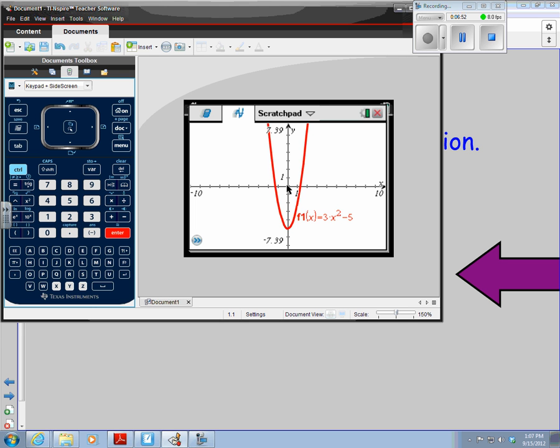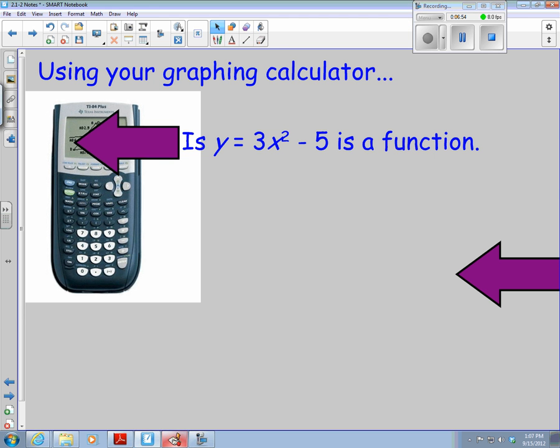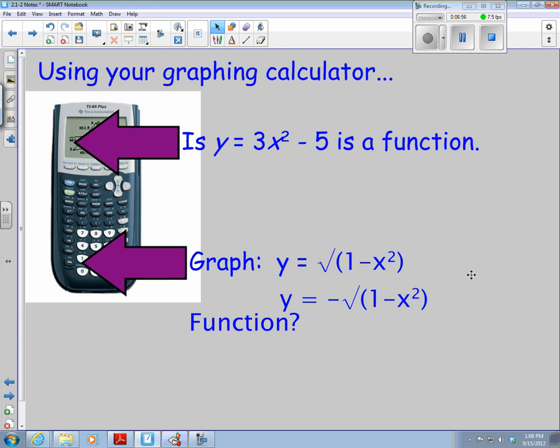So you guys can type in that other one. This one right here. Type in both of them. y equals the square root of 1 minus x squared, and y equals negative the square root of 1 minus x squared. Type them into one and then type them into the other one. In the little box where you type in your equations, you'll see it makes a circle, and you can see if that's a function or not.